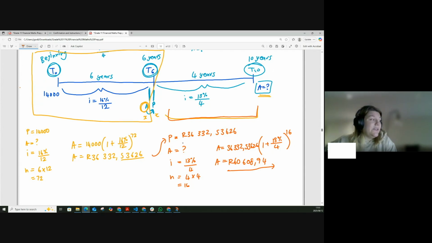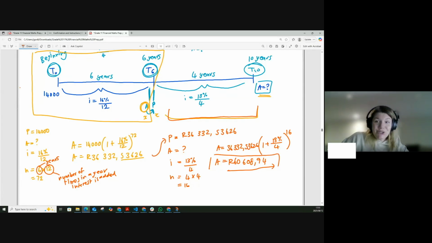Yes, exactly. So they're adding interest 12 times in a year for 6 years. So this is the number of years, and this is the number of times in a year interest is added. So we can multiply those. And that is our final answer. That's where we stop.